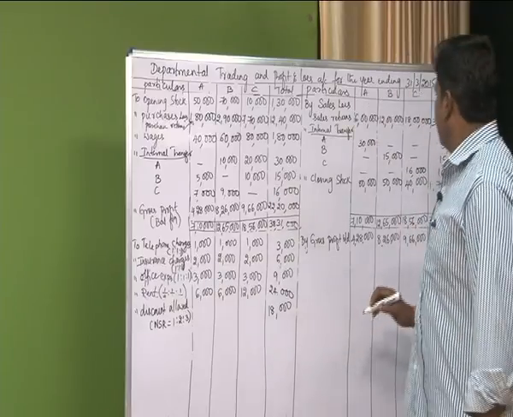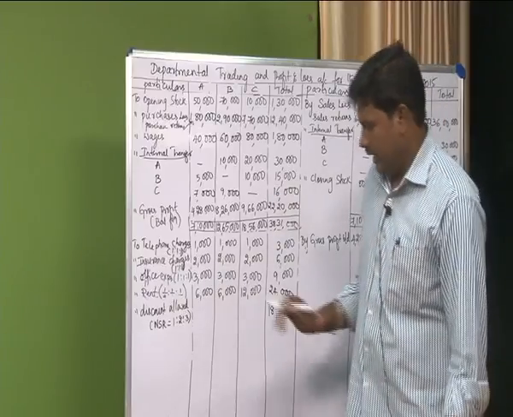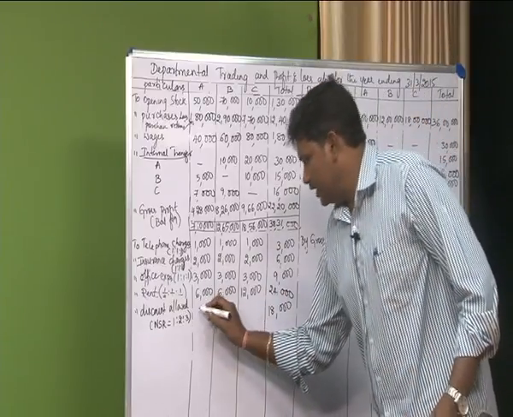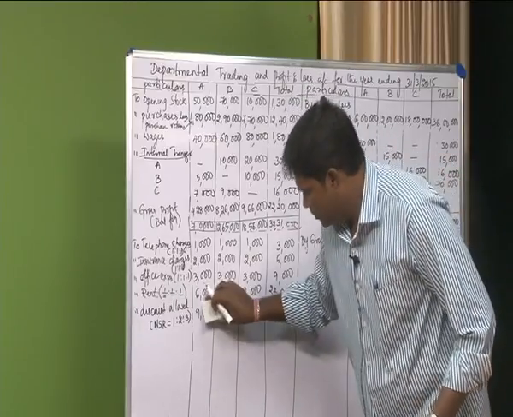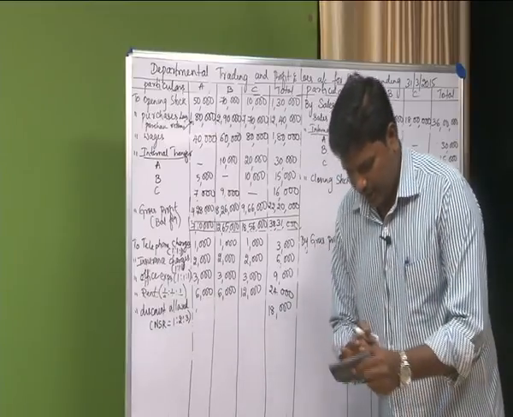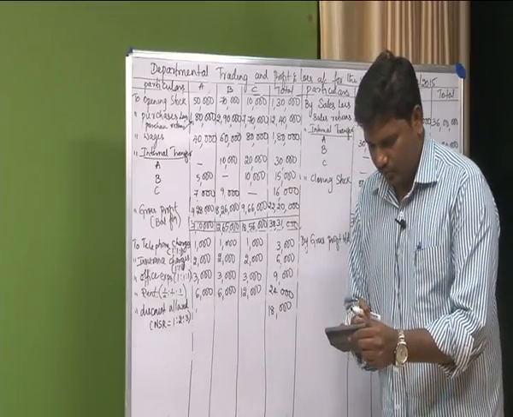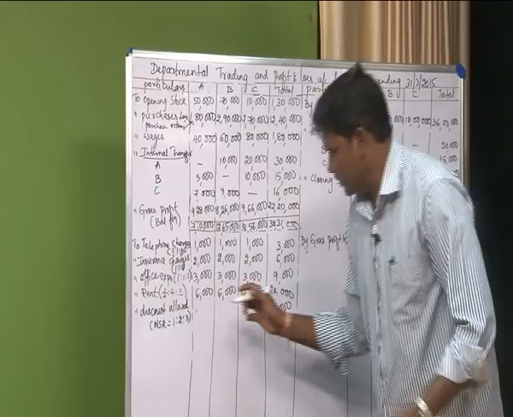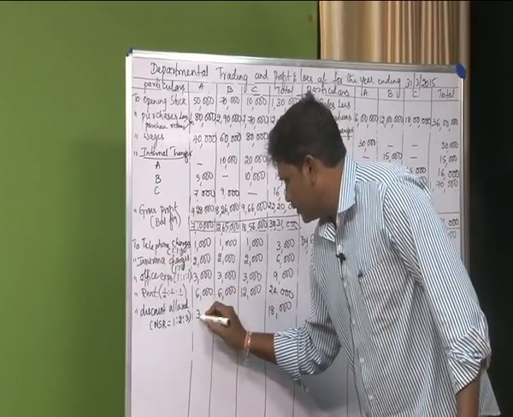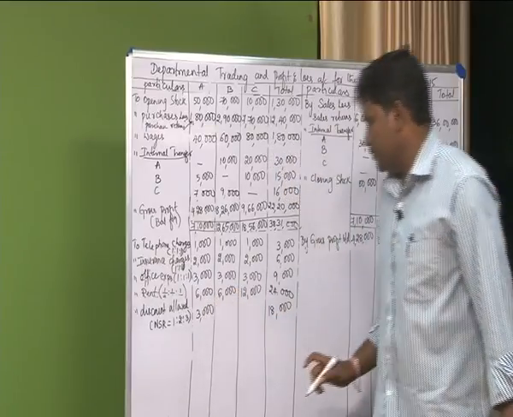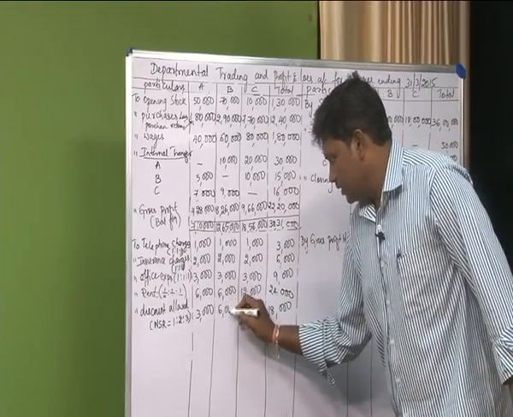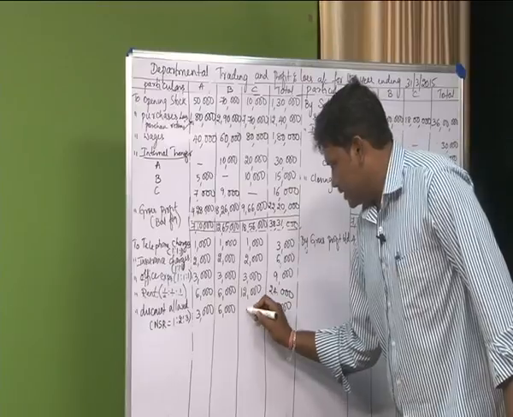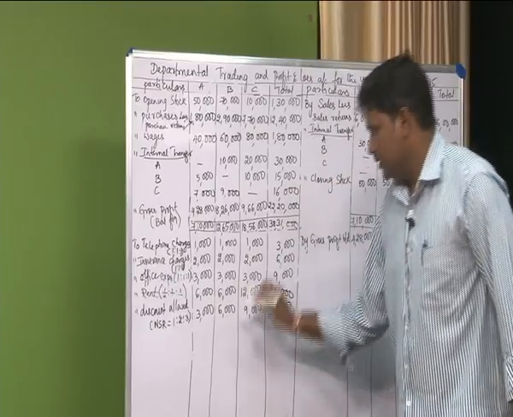18,000 into 1/6, it will be 3,000. Okay, 18,000 into 2/6, this will be 6,000. 18,000 into 3/6, half of the amount, 9,000.